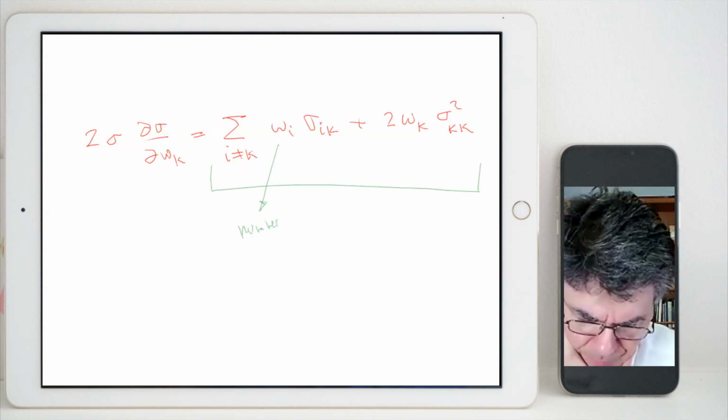Okay, it seems to be clear. Let's look at the left hand side. What is that? That's the volatility. The volatility is known, right? The volatility is known because it's the square root of W Σ W transpose. So it's a vector calculation. Is that clear? The volatility is known.